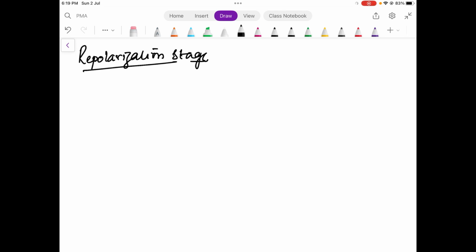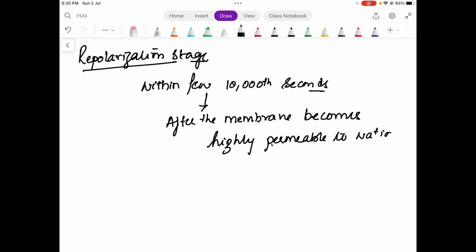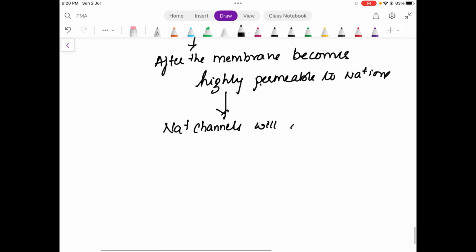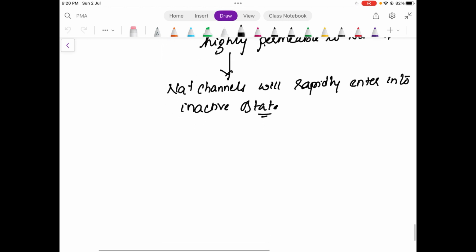After the membrane becomes highly permeable to sodium ions, within a few 10,000ths of a second, these sodium channels will rapidly enter into the inactive state, where there won't be any permeability of sodium ions.